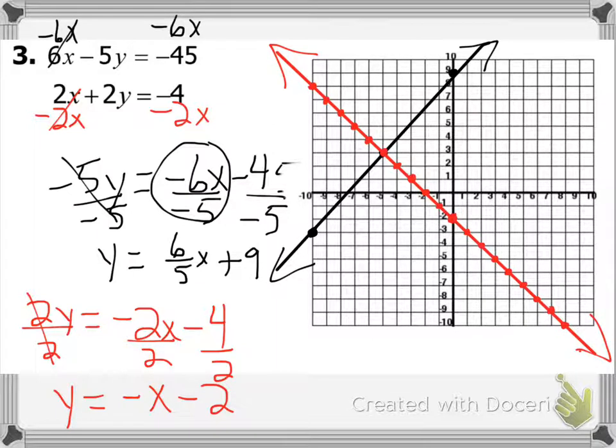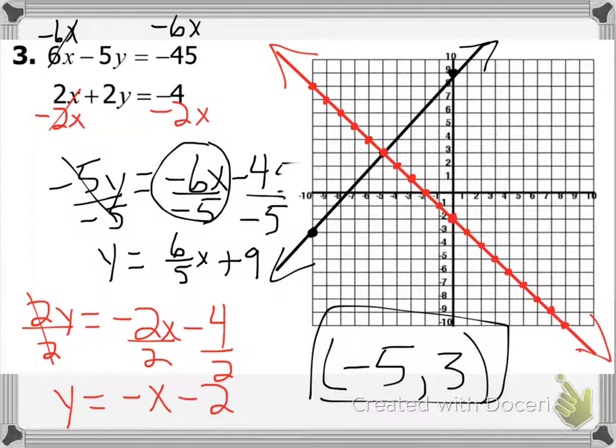What is my answer here? Can someone raise your hand and give it to me? Negative 5, comma 3. Very good. That would be my answer. It's the ordered pair where they are intersecting, right there. Questions on 3? We okay with these? Pretty simple. Graph the lines, see where they intersect. That's my solution. Okay?